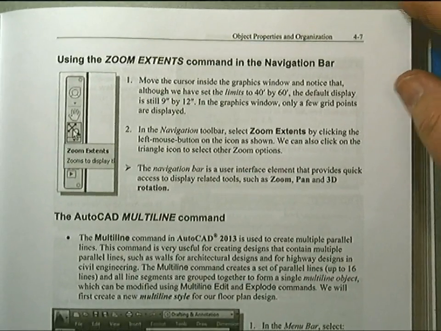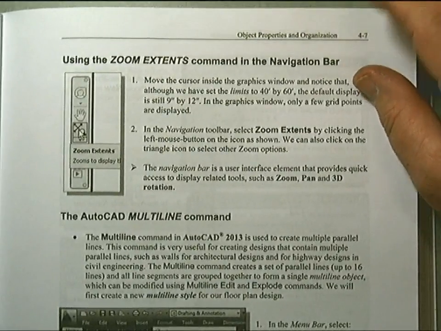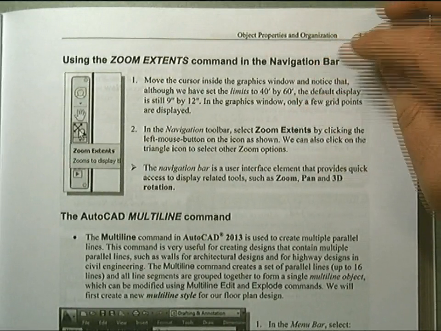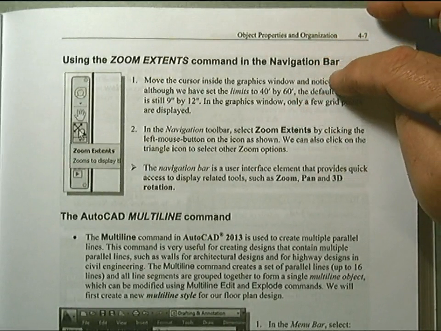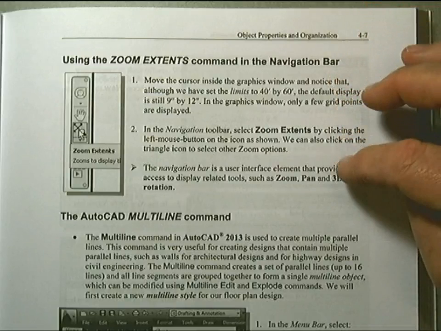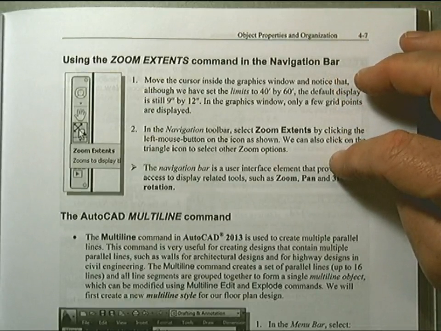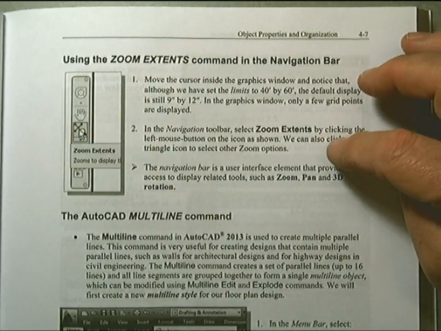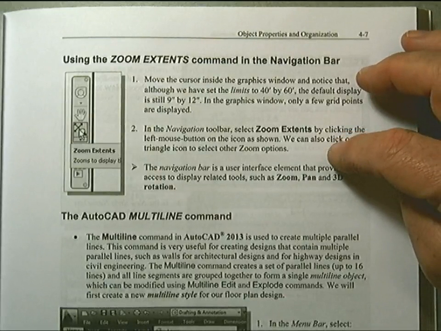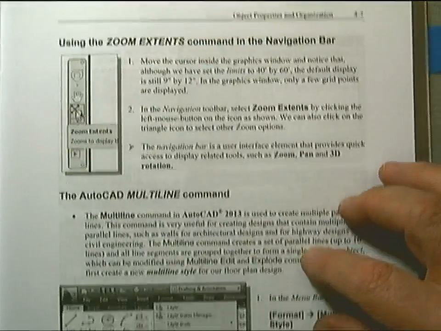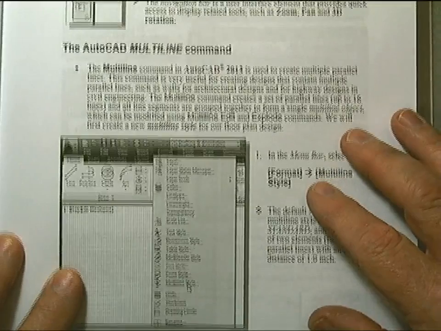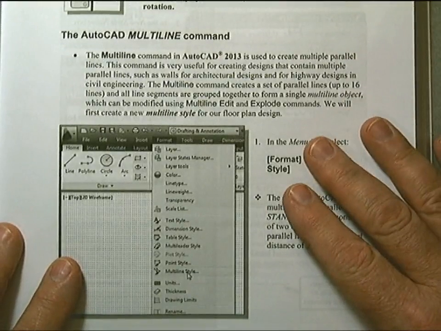We begin after that, after setting our grid and snap, by doing a zoom extents. This will cause the drawing space that we have created and the drawing area that we've created by limits to be completely visible on our screen. Next, I'll introduce to you through the book the AutoCAD multi-line command.